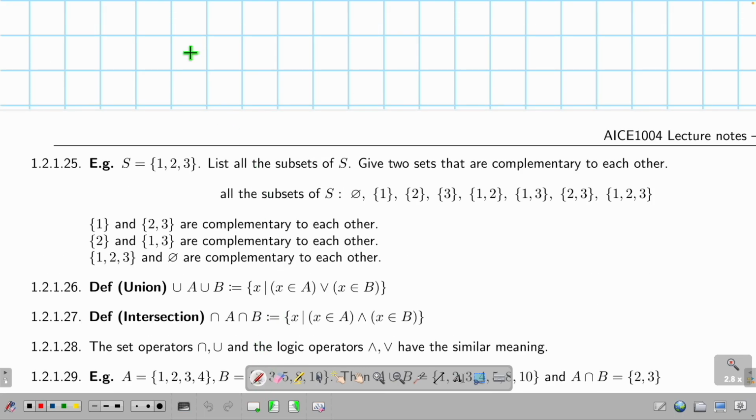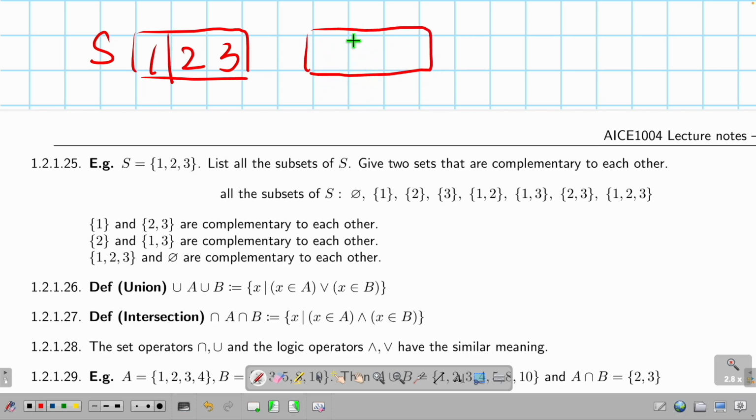What does it mean? It means I have a set. This is my S. So this complement looks like what? I have a set like this. Think of it as a cake. I cut it, and these two parts, if I join them back, give me the full set. So this is called complement.